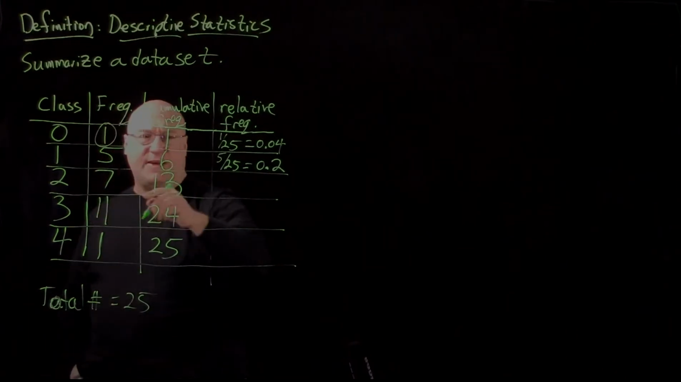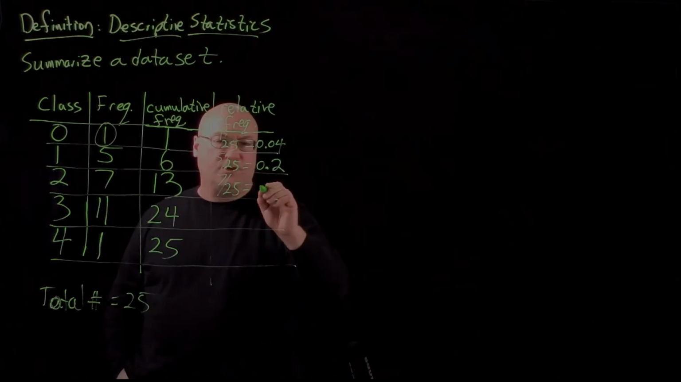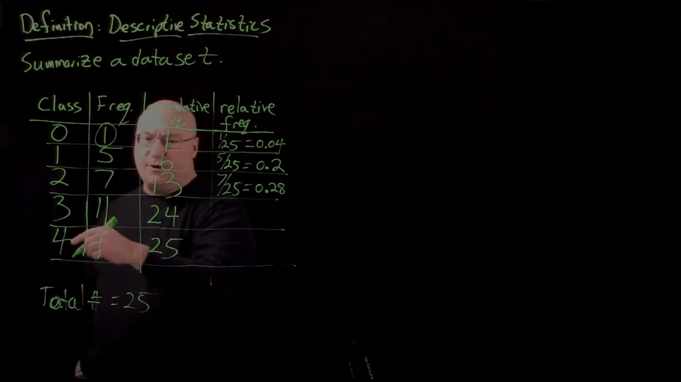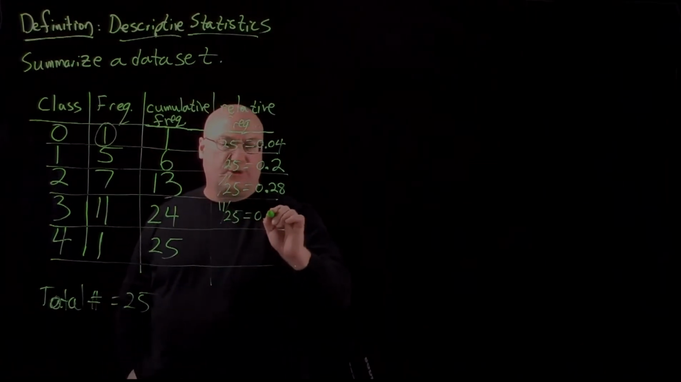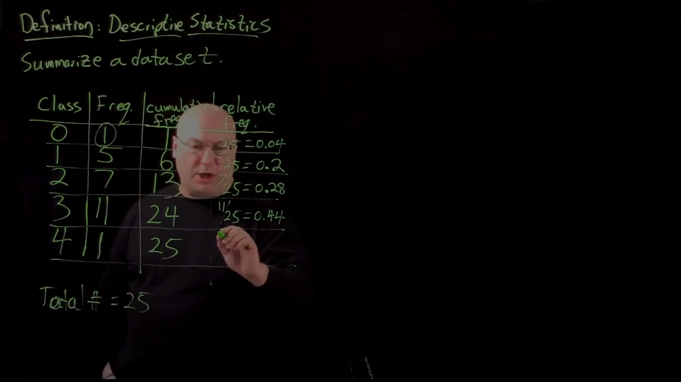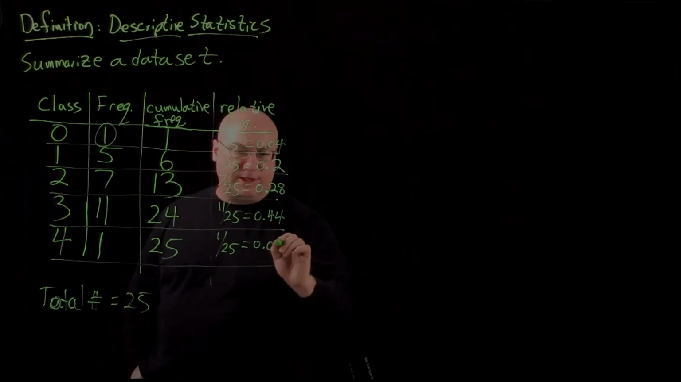For 2, it's 7 over 25, which is 0.28. For 3 phones, it's 11 over 25, which is 0.44. And for 4 phones, it's 1 over 25, which is 0.04.